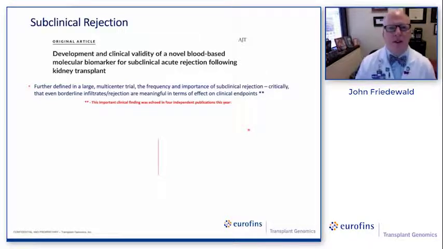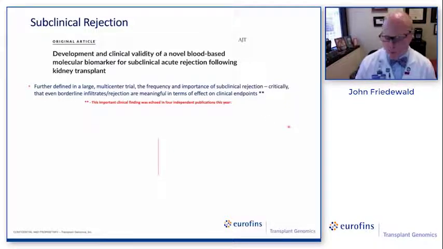And in that study, we did two things. We developed the clinical validity of a novel blood-based biomarker for subclinical rejection following kidney transplant. We also defined the disease itself. So in a large multi-center trial here in the US, we defined the frequency and the importance of subclinical rejection. Critically, that even borderline rejection are meaningful in terms of clinical endpoints.